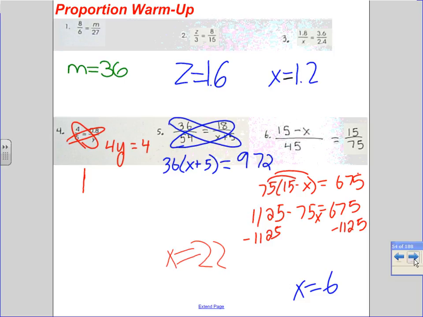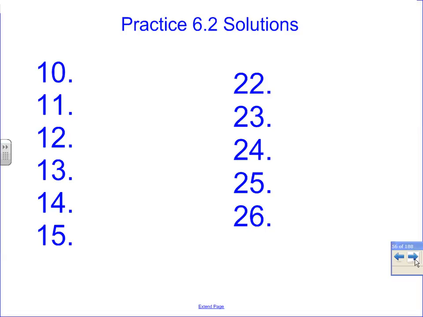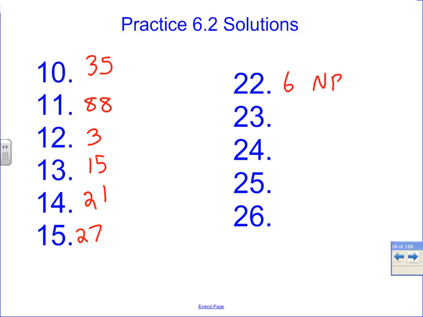Okay, let's go over practice 6.2. Okay, starting with number 10. Okay, Alyssa, what did you get for 10? Good. Mary, number 11. Good. Number 12, Emma M. Good. Emma H, 13. Good. Charles, 14. Good. Annalise, 15. Good. Sean, 22. I didn't skip any, right, guys? Okay, just making sure. Sorry, say that again, Sean, 22? Yes, 6 notebooks. I'm going to put NB.